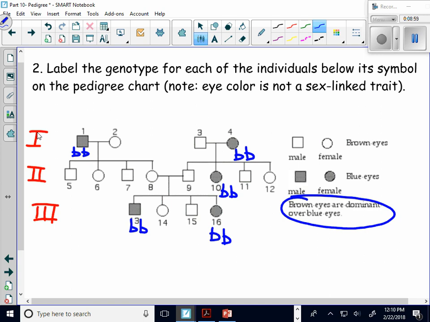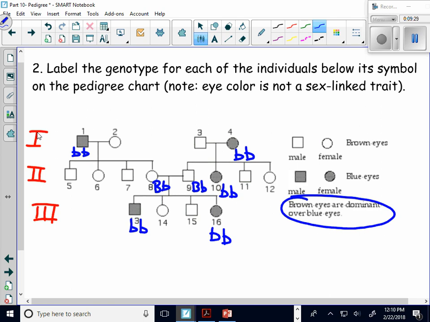Both 13 and 16 are recessive. So what are you going to say 8 and 9 are, Jonathan? Capital B, lowercase b. And we call that what? Heterozygous. Because neither one of them has blue eyes, do they? But they have produced kids with blue eyes. So they have to be a carrier of that blue eye gene, right?